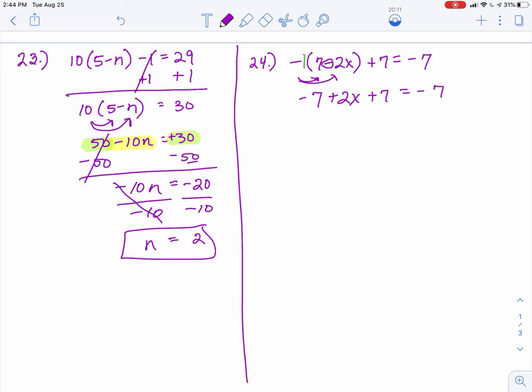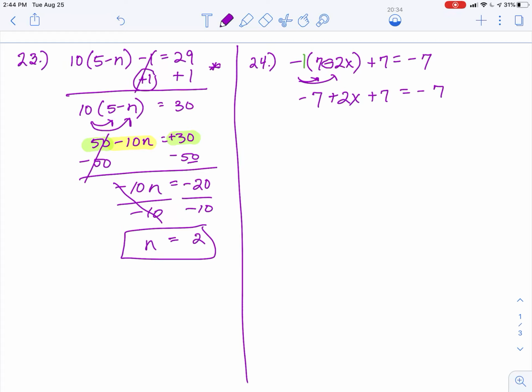Now, some of you might have done like I did on number 23, where you added 1 to both sides first. You could have done that up here. You could have subtracted 7 from both sides as well. It doesn't really matter which of these two ways you choose, whether you get rid of the 7 first or you distribute first, it does not matter.